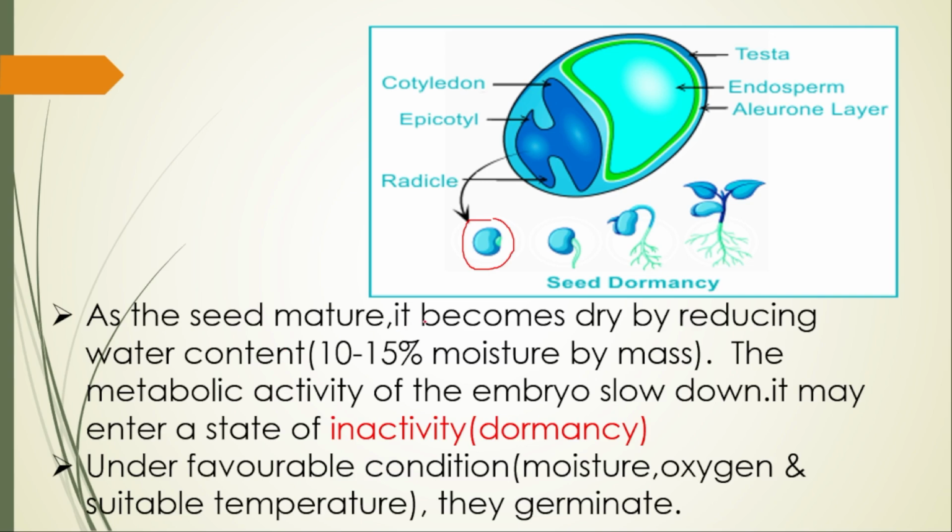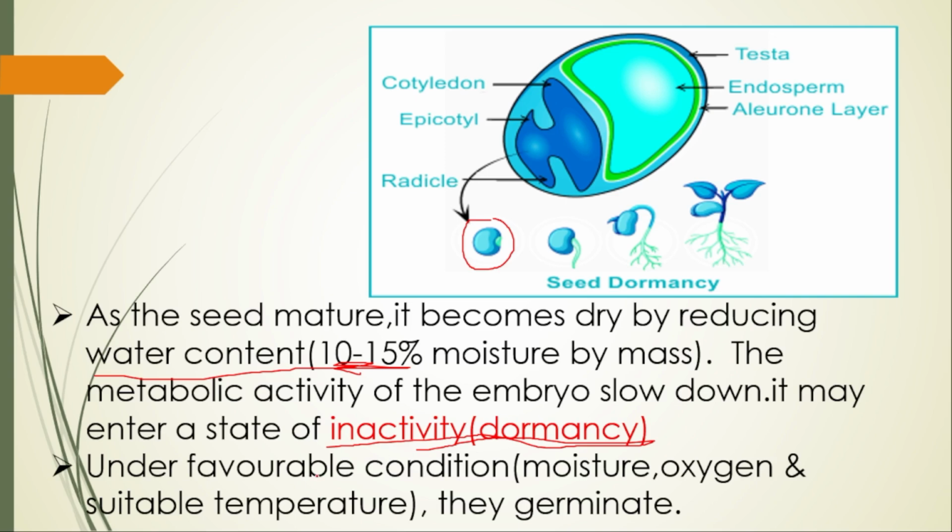As the seed matures, it becomes dry by reducing water content to 10 to 15% moisture by mass. But the metabolic activity of the embryo slows down. It may enter the state of what? Inactive stage, that is the dormancy period. What is actually dormancy? In simple words, it is a resting period where the metabolic activity will be very slow, but it is not dead.